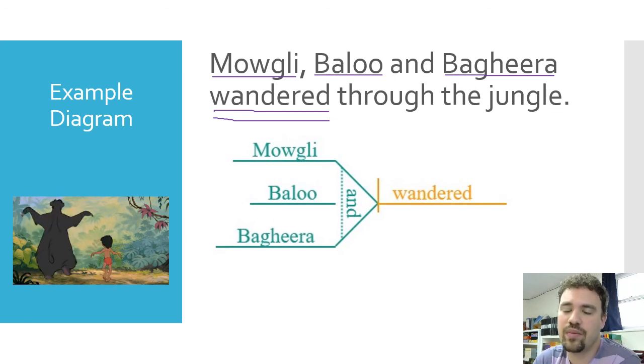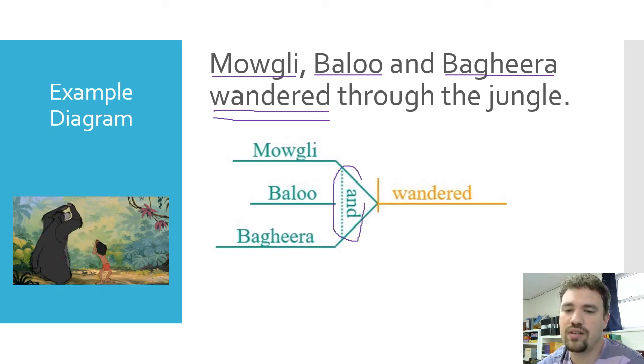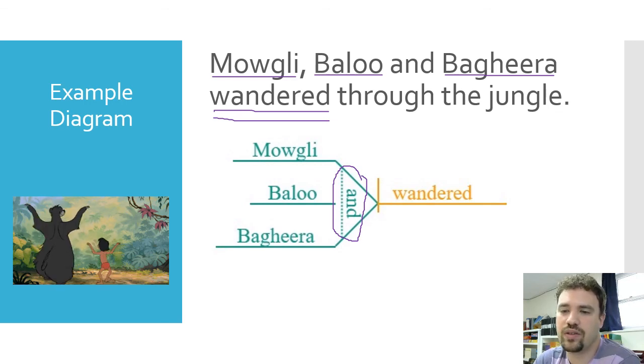All right, very similar to our last one, we've got the rocket shaped structure, and we've got Mowgli on the top line, Baloo on the second line, and Bagheera on the bottom line, and then we've got that conjunction that joins them in there on the dotted line, and then we've got the verb wandered after the vertical line.